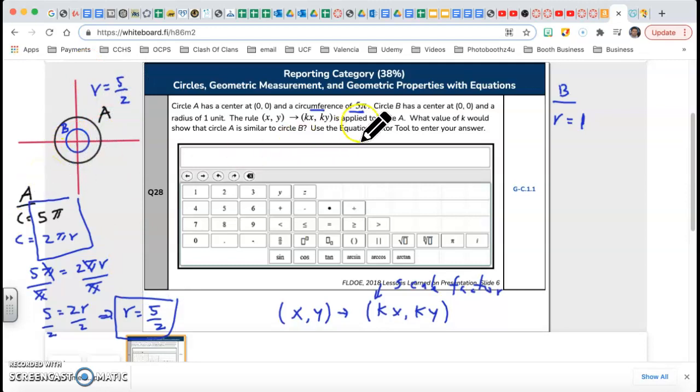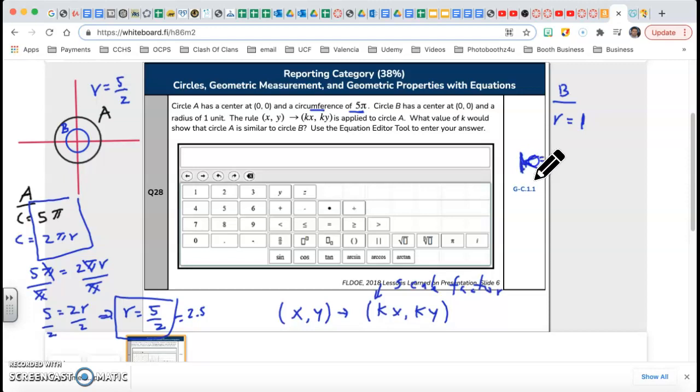All right. Now, look at the question. What value of k would show that circle A is similar to circle B? So they're asking me for the scale factor. How can I get from A to B? Remember, the radius for A is 5 over 2, which is the same as 2.5, but the radius of B is smaller. Therefore, I know that I have a scale factor less than 1. So let's find the scale factor. How do we know about the scale factor? The k is my scale factor. How do we find it?